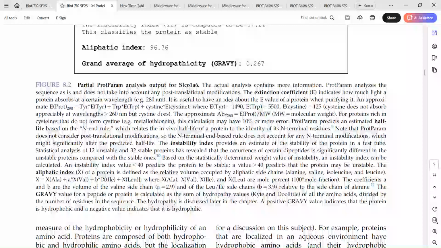Every protein will always have a specific extinction coefficient, and any other protein, despite having the same number of amino acids, not the composition but the number, since the composition will be different, will always give a different extinction coefficient. So using this particular property, we can identify an unknown protein among a pool of many proteins.